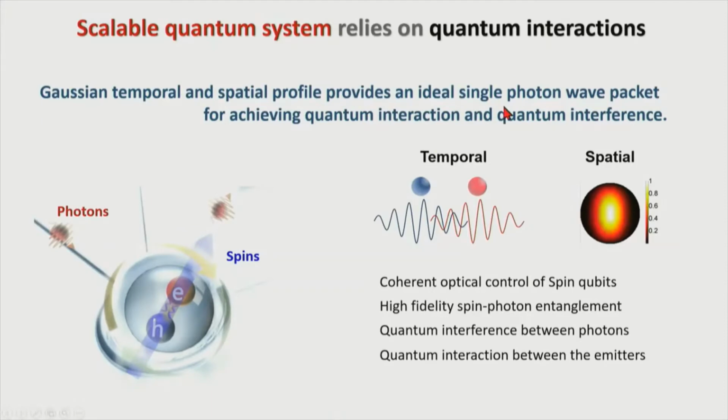Ideally, having a symmetric Gaussian temporal and spatial shaping profile would be very nice to achieve quantum interaction and quantum interference more efficiently and with high fidelity. Also, having such a symmetric mode profile is beneficial for a high tolerance to mode mismatching.